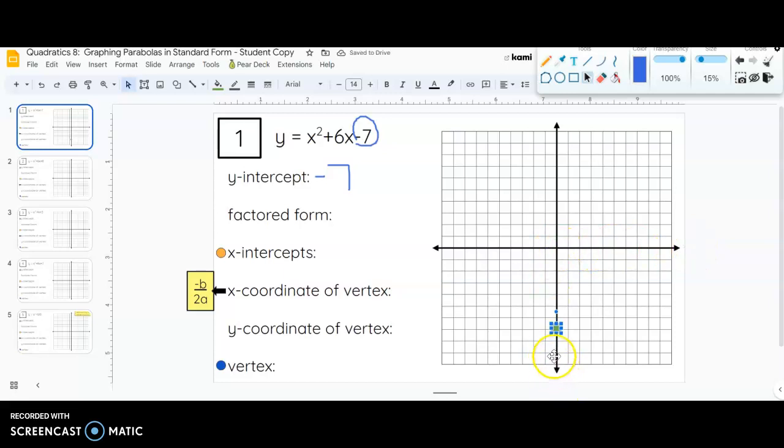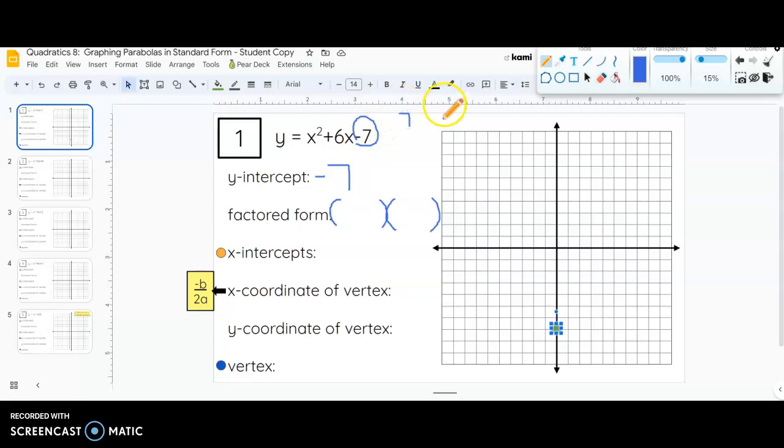So if this is -10, 9, 8, 7. Making it a little bit easier. Then we have to factor it. So we have to get our two sets of parentheses. So we have to find two numbers that multiply to make -7 that would add to 6.